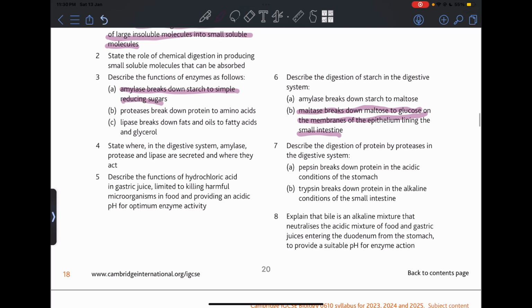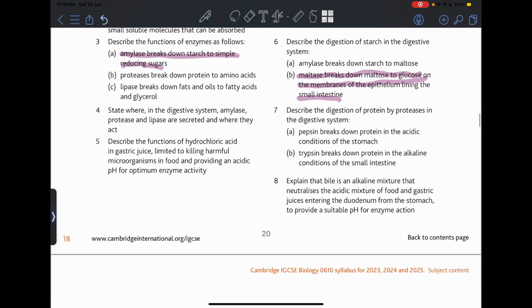Now, number 7 says describe the digestion of protein by proteases in the digestive system. Pepsin breaks down protein in the acidic conditions of the stomach. So you have to know about pepsin. You have to know their names. These enzymes are present in the stomach, and pepsin is for breaking down protein, and trypsin is also in alkaline conditions in the small intestine. It breaks down protein as well. And so the difference between them is that pepsin works in acidic conditions and trypsin works in alkaline conditions.